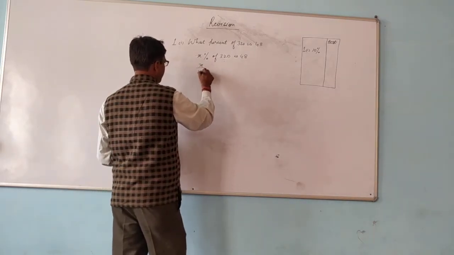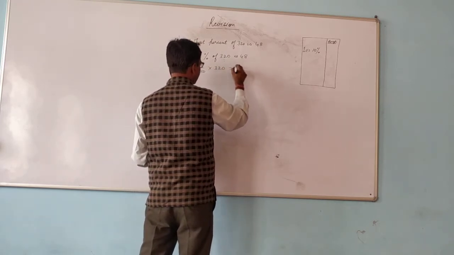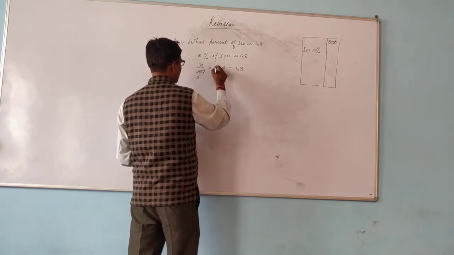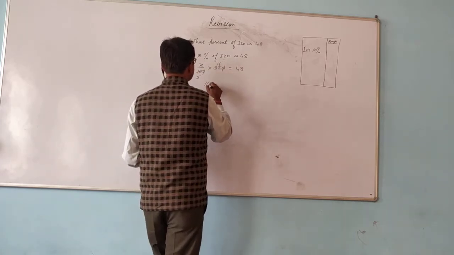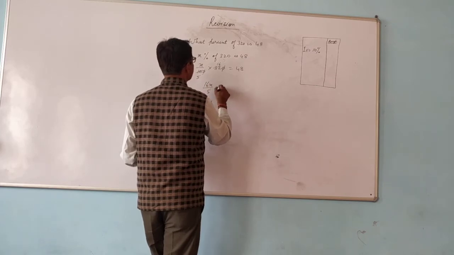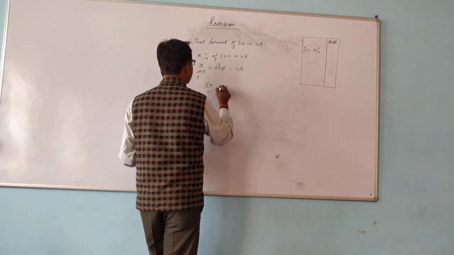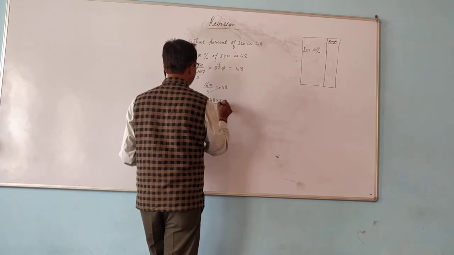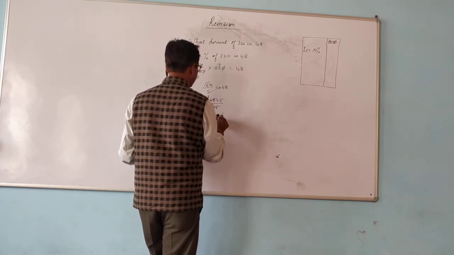Now just put the values. X percent means x upon 100 into 320 is equal to 48. The zero cancels, 2 fives are 10, 2 sixteens are 32. Now it will not cancel, just multiply. You get 16x upon 5 is equal to 48. Now x is equal to, cross multiply this, 48 into 5 upon 16. 16 threes are 48, so x is equal to 15%.